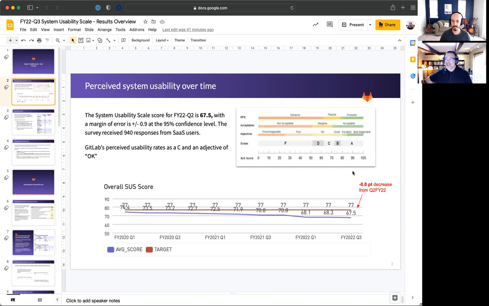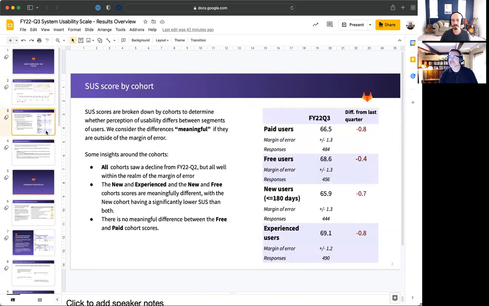But before we dive into that, was there anything interesting looking at the different cohorts? Because I know that you look at that too. Yeah, absolutely. So the big thing was, similar to the overall score, we saw a reduction in every cohort as well. Again, still within that margin of error, but still an incremental decrease.